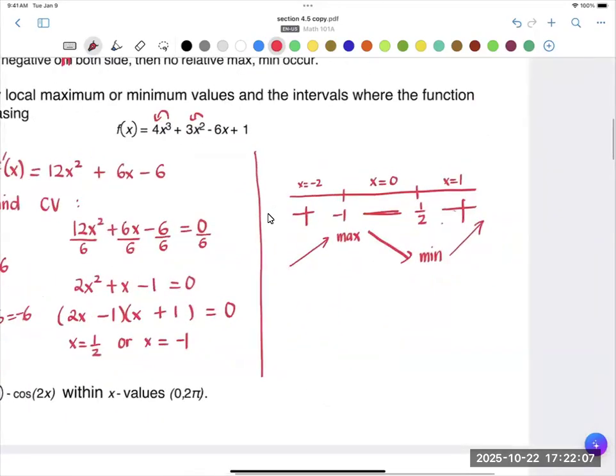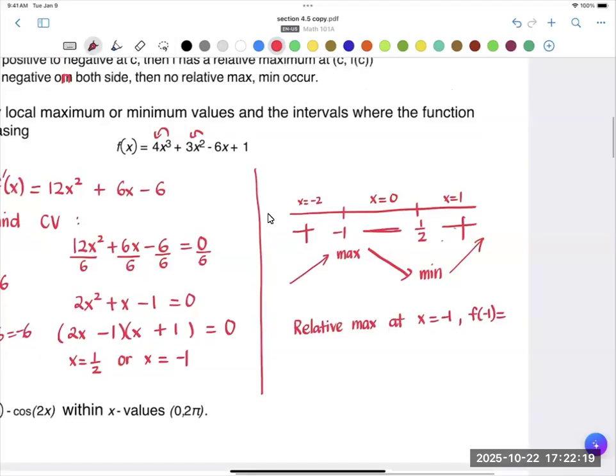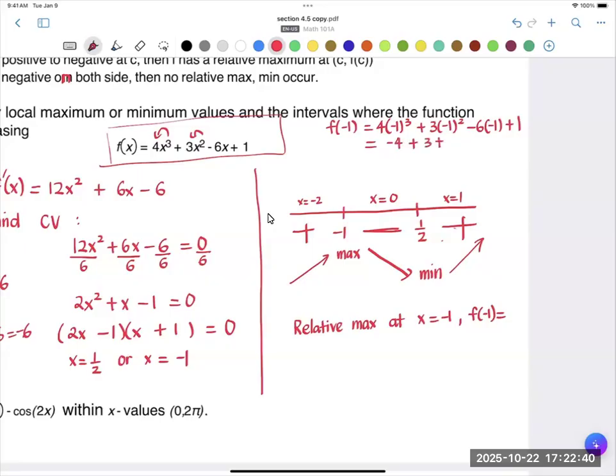So you're going to have a relative max at x equals negative 1, and what is f of negative 1? You put this value into the function right here. So f of negative 1 will be 4 times negative 1 cubed plus 3 times negative 1 squared minus 6 times negative 1 plus 1. And that will give you negative 4 plus 3 plus 6 plus 1. So it's going to be 6. So the maximum value of that function will be at negative 1 and 6.